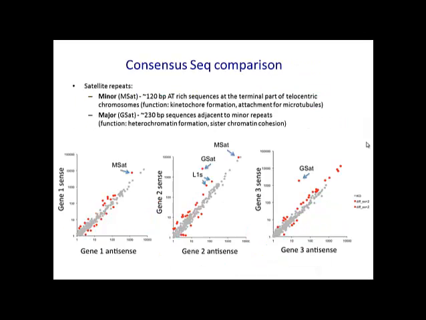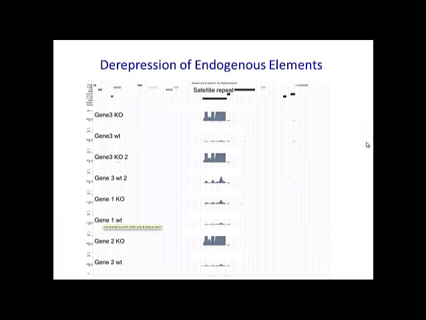So if we do RNA-seq on the de-repression, we actually see upregulation of certain types of satellite repeats, for example, in knockout of these genes. And here is just a screenshot of the genome browser, and you can see that in the knockout situation, certain satellite repeats are massively expressed while they are kept in check in the antisense orientation of the integration.